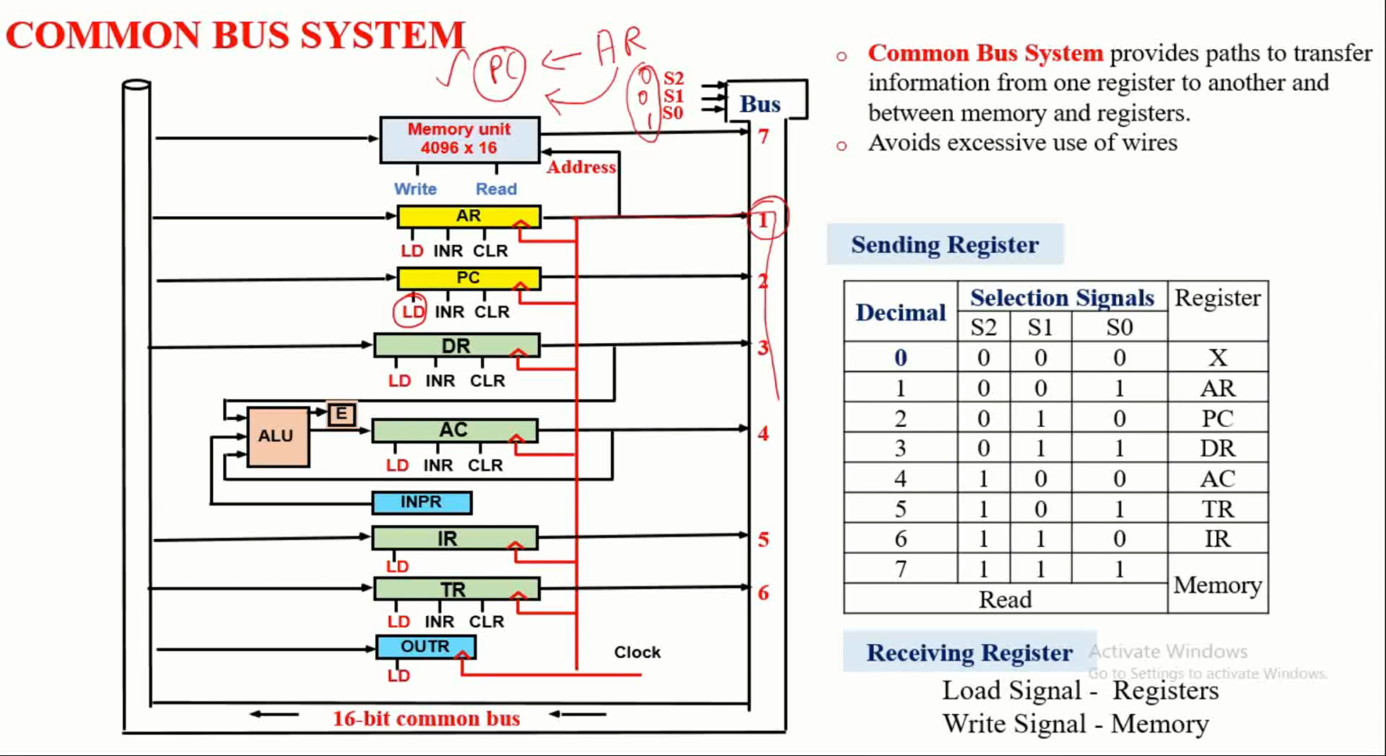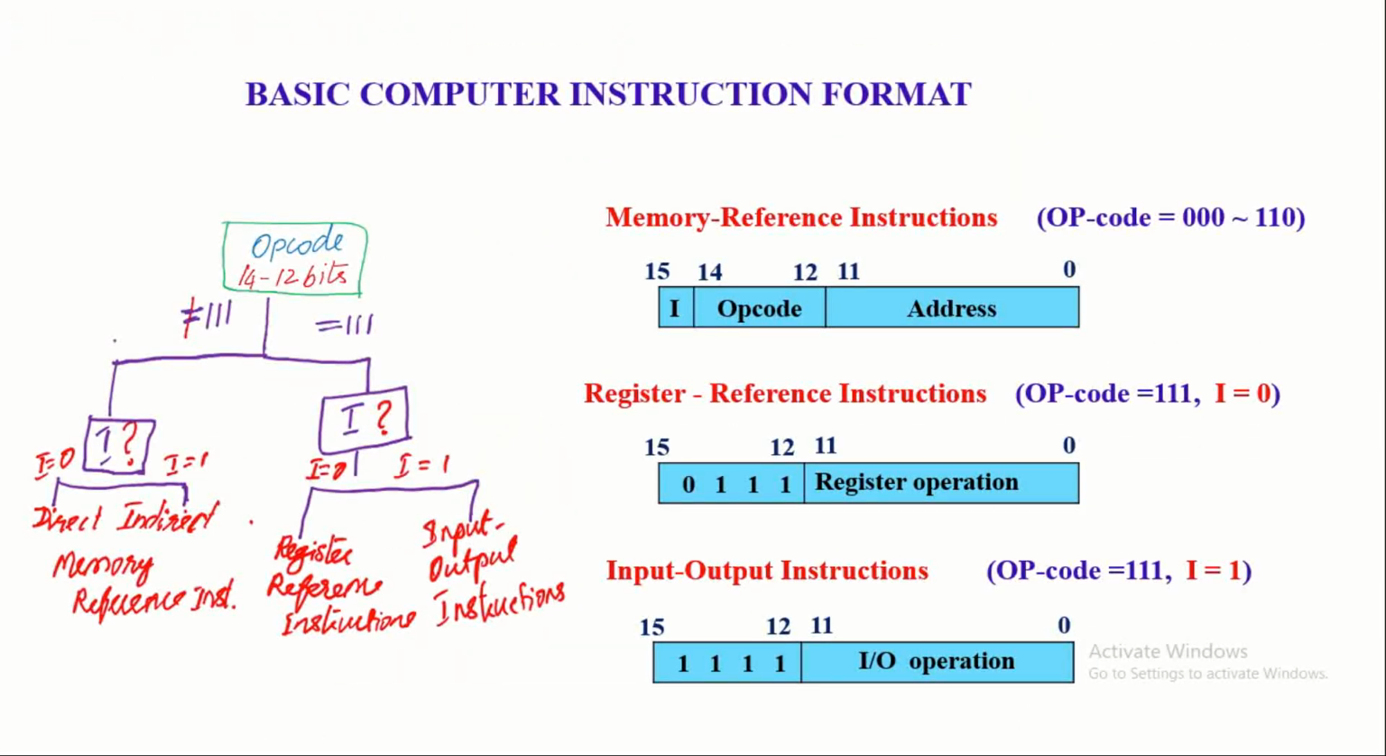Okay. Let us now discuss the different categories of computer instruction formats. The computer instructions can be classified into three categories. One is the memory reference instruction, a register reference instruction, and an IO instruction. All the three categories of instructions are of size 16 bits only. How these classifications are made, let us now discuss.